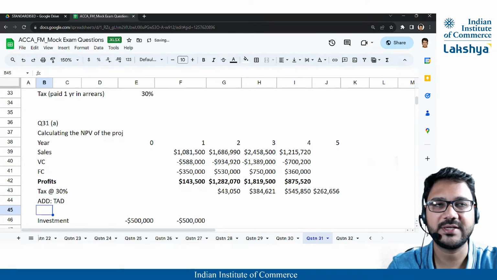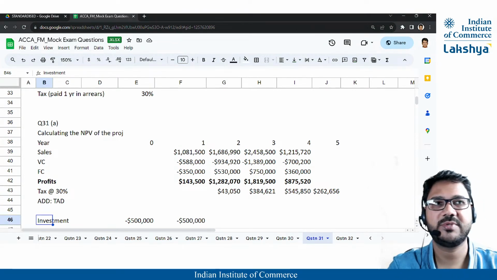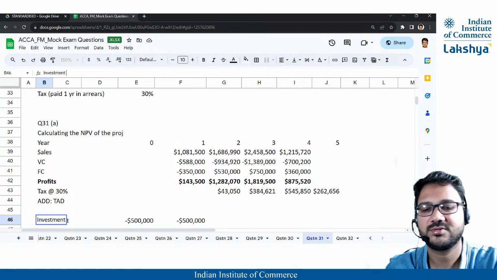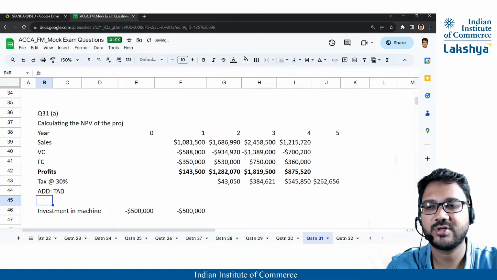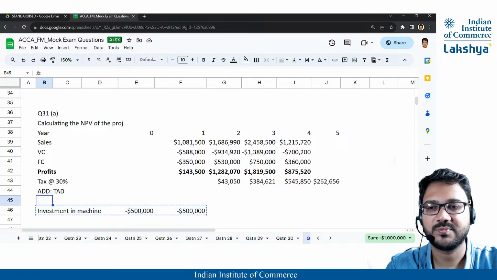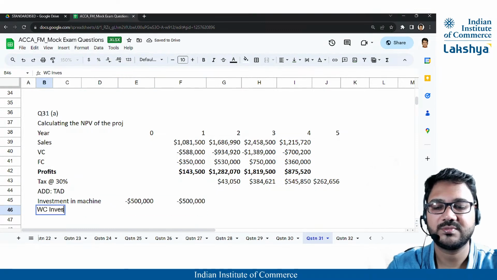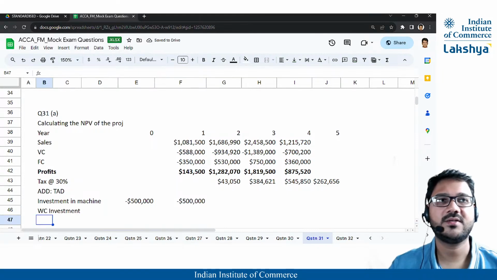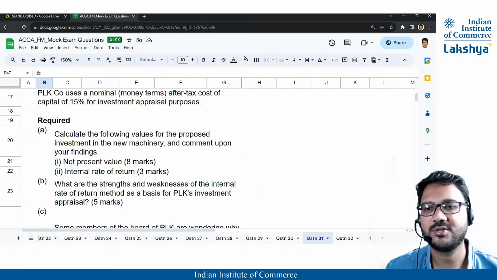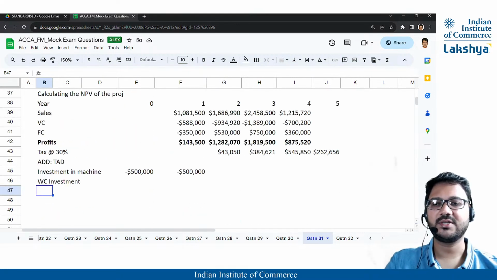Okay. For that, we need to calculate tax allowable depreciation. Then this is actually investment in the machinery. And then we also have working capital investment. So we first put this up. Then working capital investment. Okay. I think these are all the figures. Nothing else has been given to us. Then we can find our cash flows.